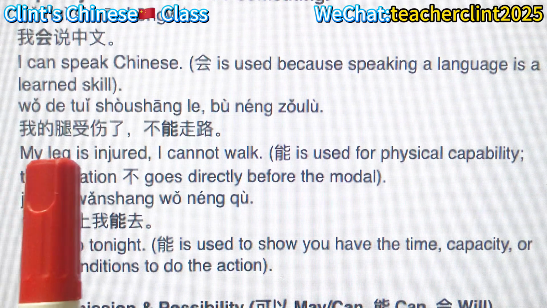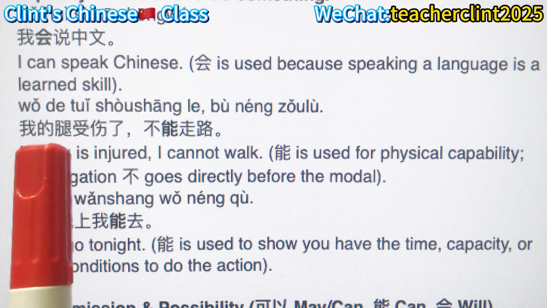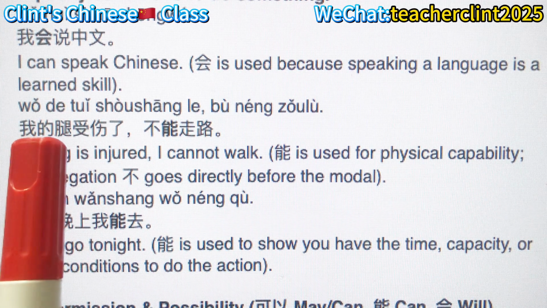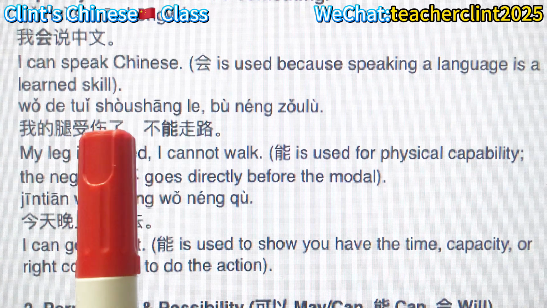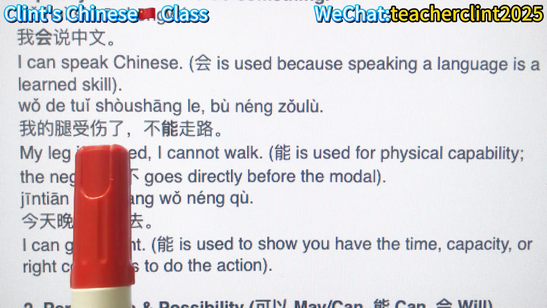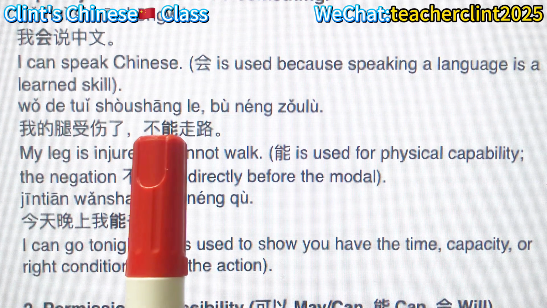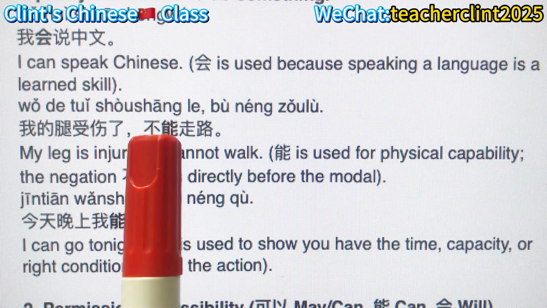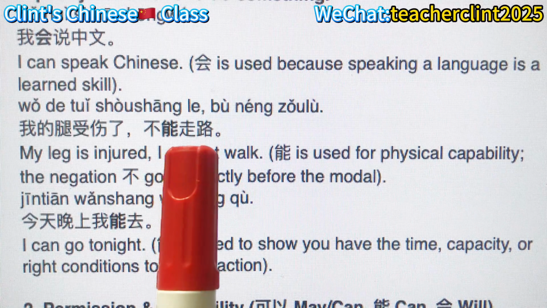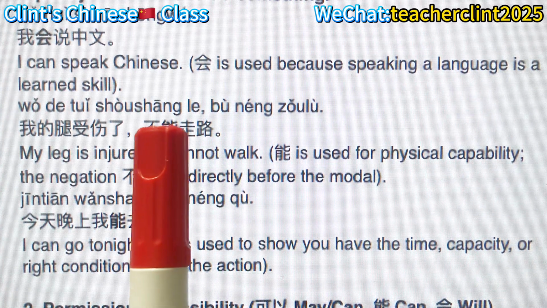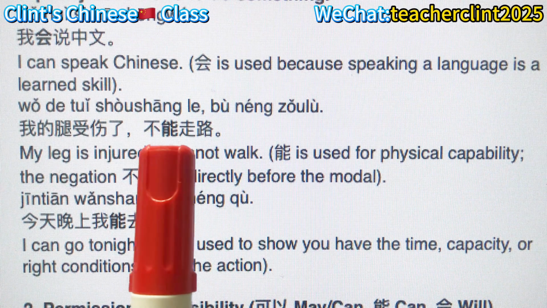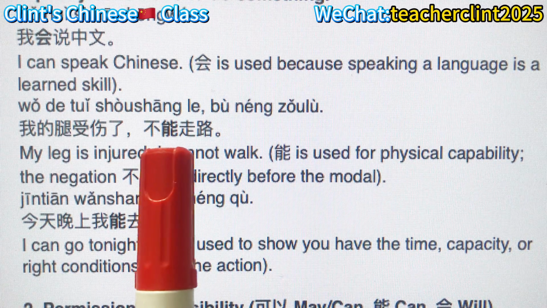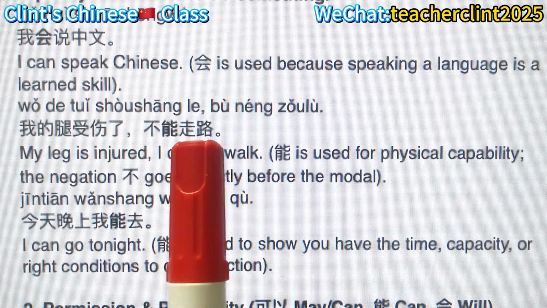Next one. My leg is injured. I cannot walk. 我的腿受伤了，不能走路。So 我的腿 is the subject, my leg. 受伤了 got injured, or is injured. Predicate. 能 modal verb, and if you want to negate it, just add 不 before the 能, 不能. 走路 walk. So the modal verb always goes before the verb. And here it shows the physical capability, right? So 能 means whether you are able to do something physically.